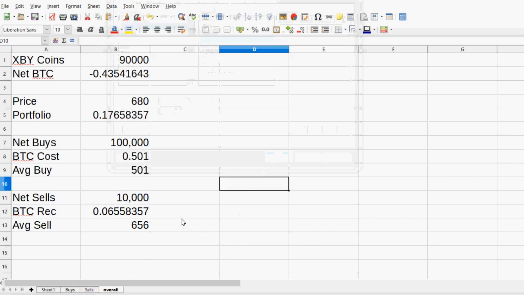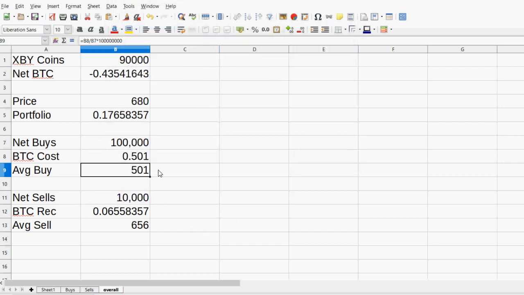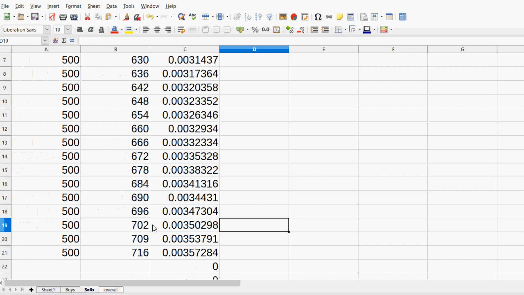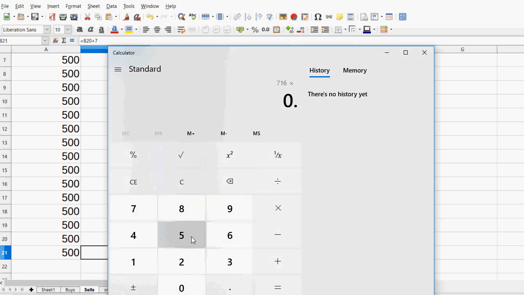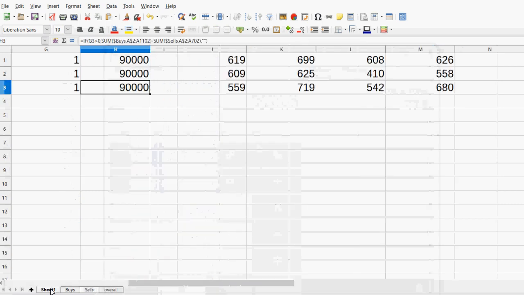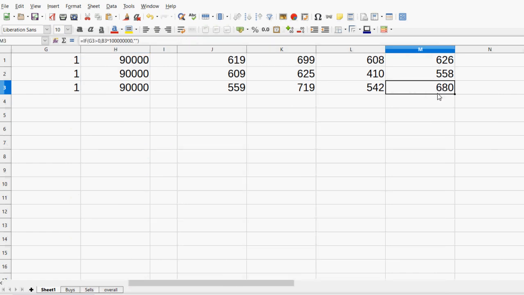And so on and so forth. For the average buy 501 and the average sale right now 656. So the last sale is at 716. And although I can calculate that with a spreadsheet, I'll just click on this and see that, you know what, 600 is where I would want to buy back. And the price is in at 680.